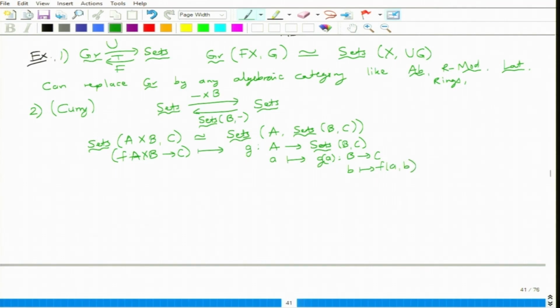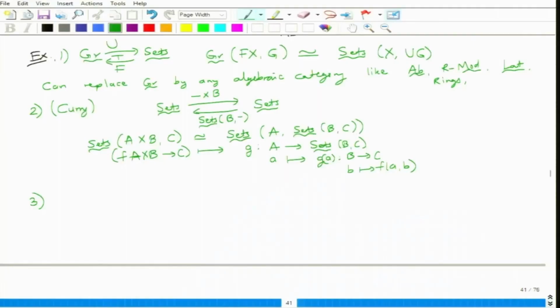You can verify that this is indeed a bijection. It will take some time, but it is not hard. So this is currying and uncurrying, and it's commonly used in computer science as well, because it allows you to express two variable functions as a family of one variable functions, and computers only like to talk about one variable at a time.